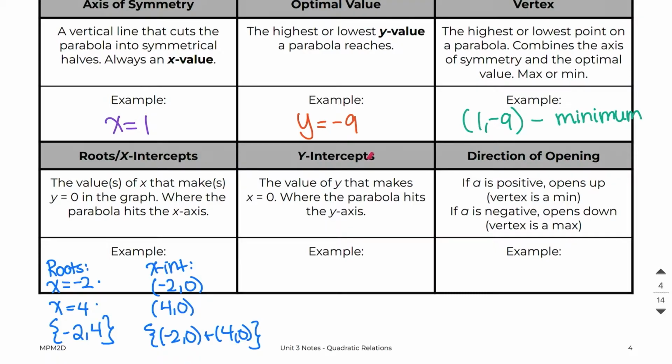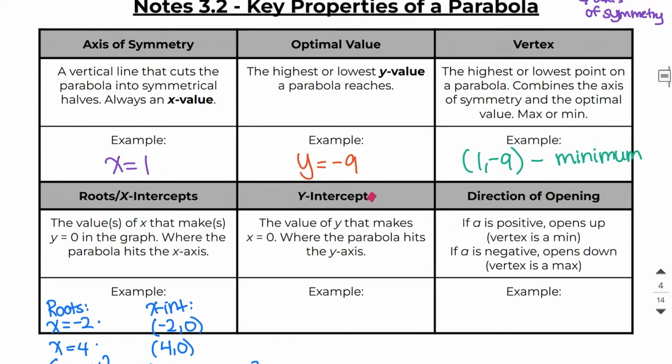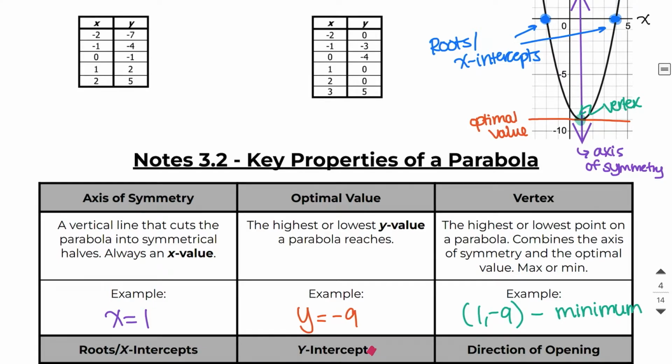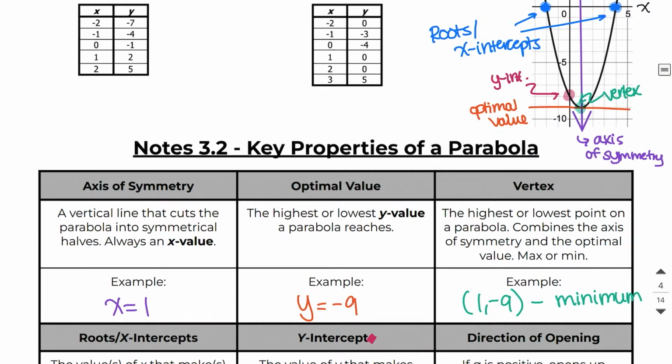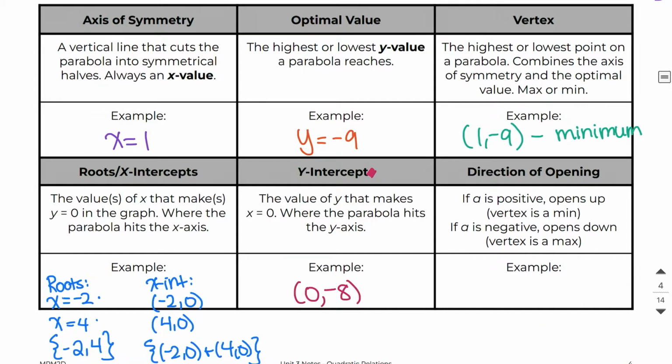So actually we'll just say y-intercept here. And it is the value of y that makes x equals 0 this time. So this time it's where the parabola hits the y-axis. So if I look right here, if this is my y-axis, then I can see that the parabola is going to hit the y-axis right here. So this point right here is called my y-intercept. And because it is an intercept, we have to write it as a coordinate. So it'd be (0, ), because the x value on the y-axis is always 0. And this right here is at -5, -6, -7, -8. So this right here would be (0, -8).